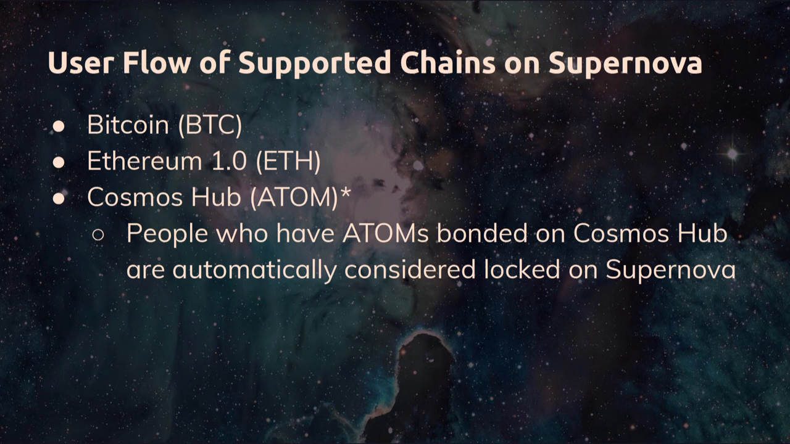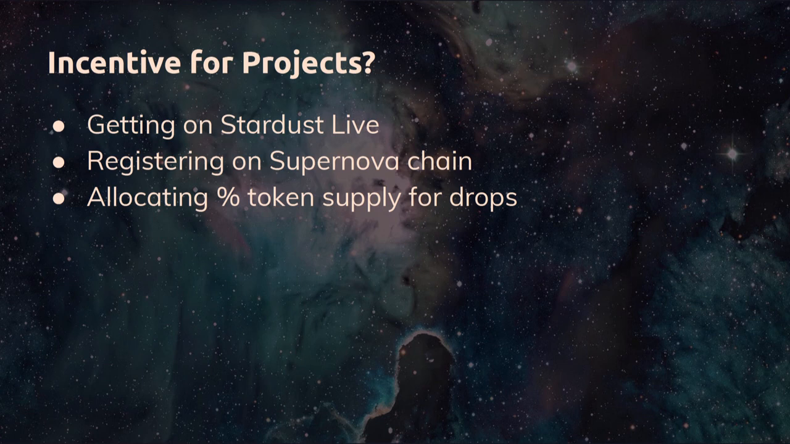Okay, now let's go into the next one. So if you are a project, why would you want to go on Stardust Live? And why would you find it beneficial to use the Supernova chain? As a project, it's hard to distinguish yourself from a lot of different projects that are issuing noise. It's really hard to gain legitimacy in the space. So you want brand recognition by going on the Stardust Live show, and people know that it's difficult to get onto the show.